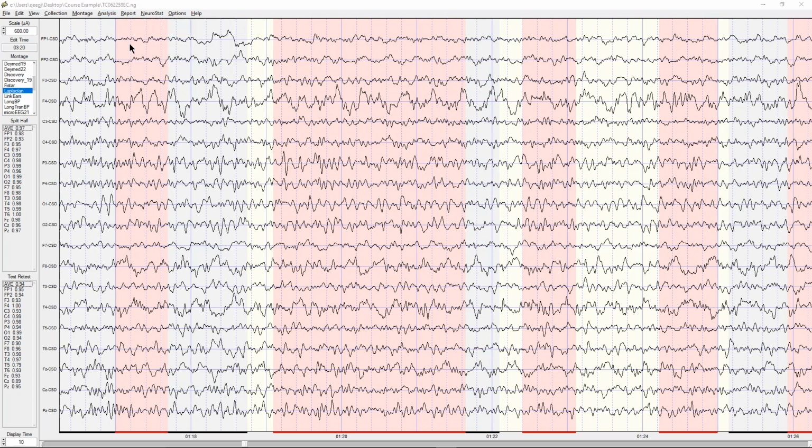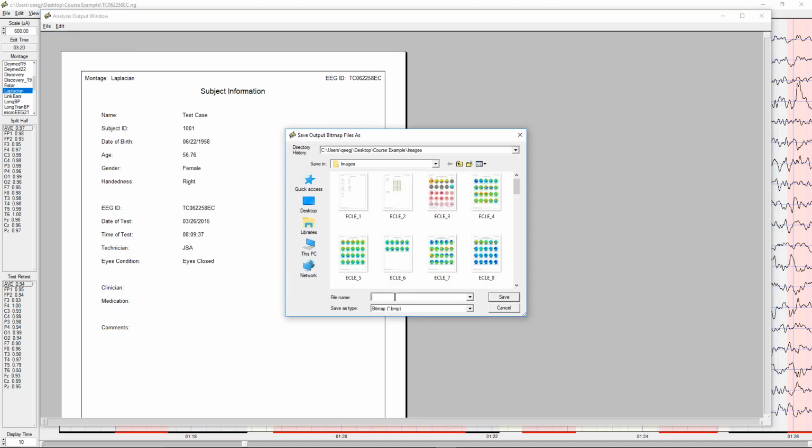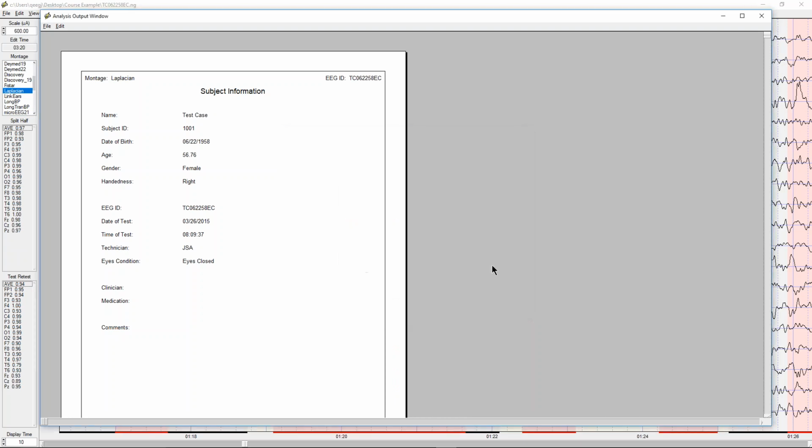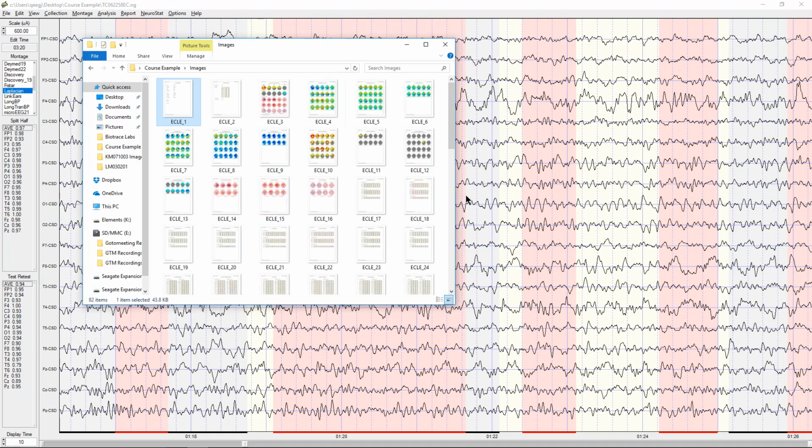Let's go back to Laplacian. Let's run our report. The same report, except that we can't do the TBI discriminant, so it's going to give us an error. And here we are. Let's save these. And now we're going to call these ECLP, eyes closed Laplacian. And we can look at that in our display.